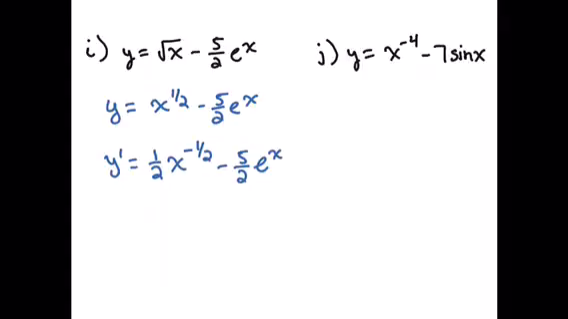For problem J, I don't need to do any rewriting because my exponent has already been written as a negative exponent instead of a fraction. And I can just power rule it. A negative 4 comes out front. I get x to the negative 5. For the second term, negative 7 stays out front, and the derivative of sine is cosine.